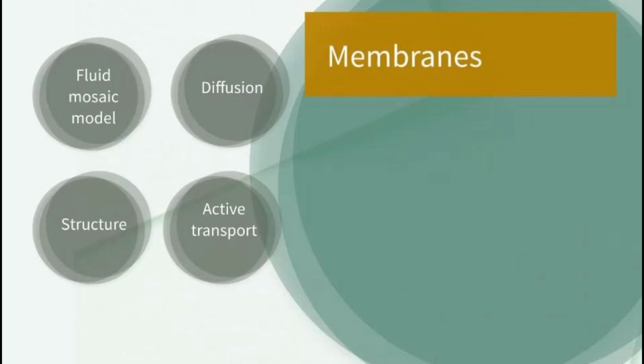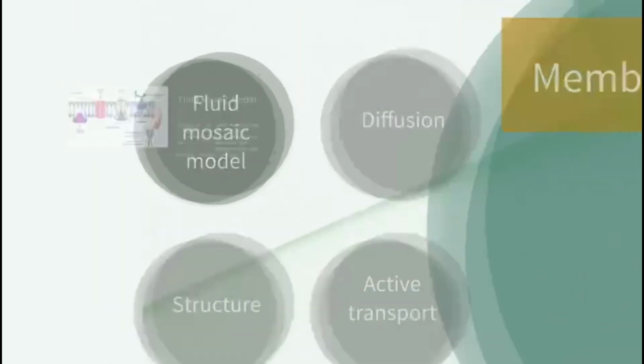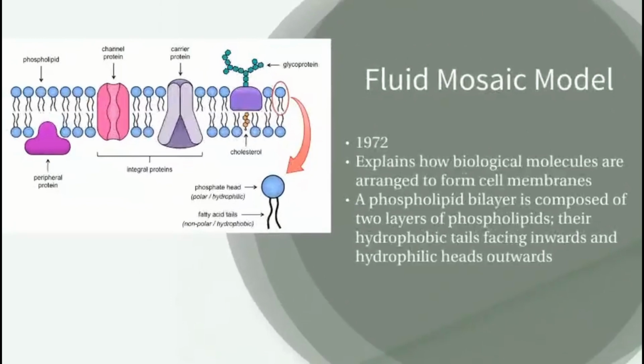So going a bit deeper into exactly what the membrane is, we're going to talk about the fluid mosaic model. In 1972, this model was described, and it explains how biological molecules are arranged to form the cell membrane. This is a phospholipid bilayer, as I previously said, but it also contains other molecules that are not phospholipids, and I'm going to go into that in a bit more detail now.